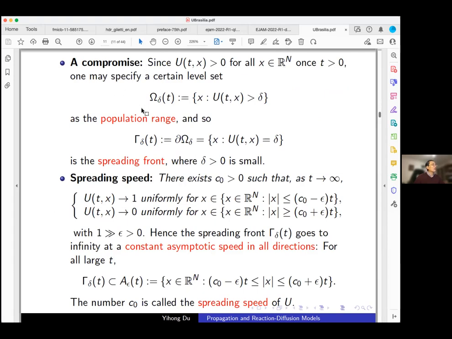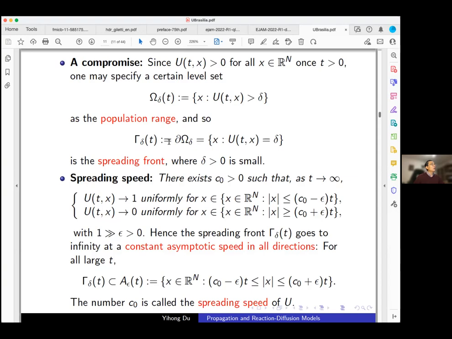To circumvent this problem, the usual way to do it is to nominate a small constant delta, and you use this set to represent the population range. It changes with the time t, but this set is always fine. And then the range boundary would be the boundary of this set, and we know that's where u equals delta.